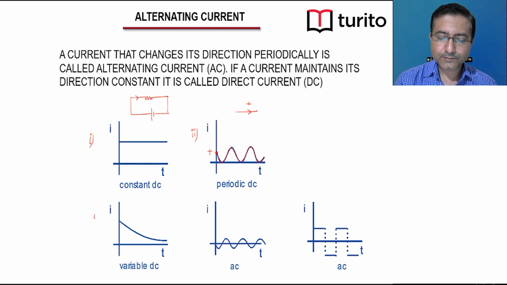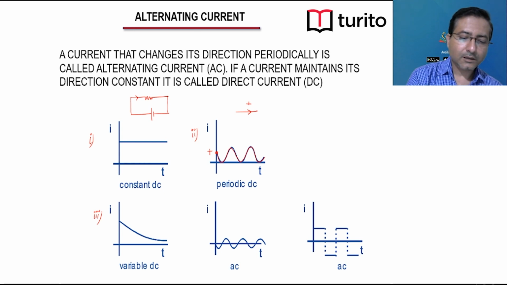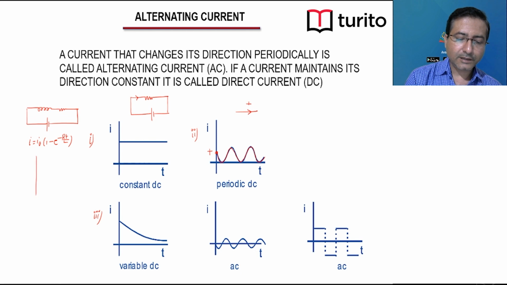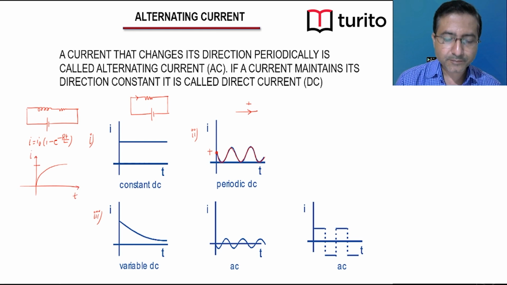Similarly, look at the third one. If I connect a resistor to an inductor, for this situation we got the variation I = I0(1 - e^(-Rt/L)). If I plot this variation, it will be something like this. So current is increasing in magnitude but it is not changing in direction. It is always in positive territory.